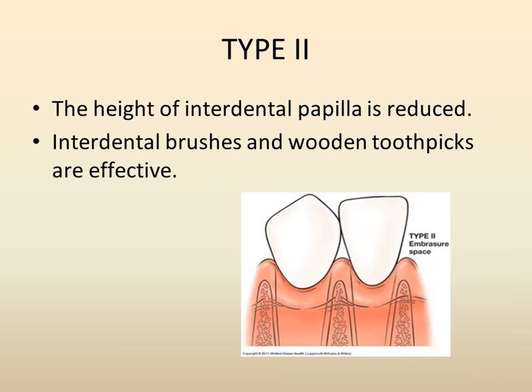Okay, so now we're looking at an embrasure type 2, where approximately 75% of the embrasure space is still occupied, but you can tell there's a reduction in papilla height. So dental floss might not be the perfect interdental aid for this type of patient. This is when we might want to recommend interdental brushes or wooden toothpicks to help with our plaque removal.